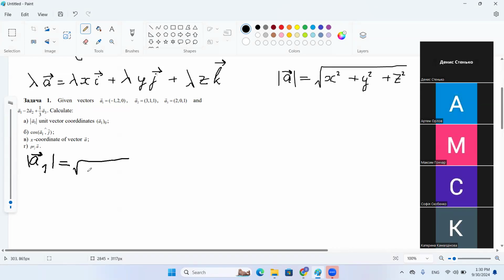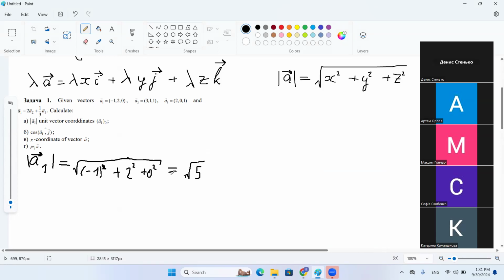Adrian? Yes, it will be minus 2 in power of 2. It will be only 1. So are you sure minus? So here minus is minus 1. Minus 1 in power of 2 will be 1, plus 4, and plus 0 in power of 2. Okay, let's not skip steps for now. It will be square root of 5. Yeah, square root of 5.